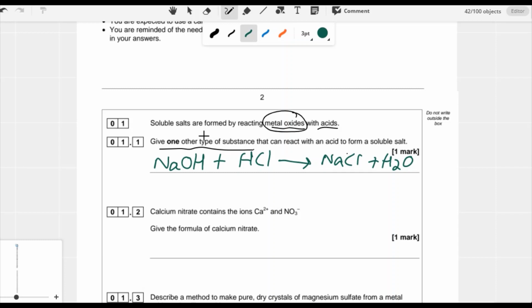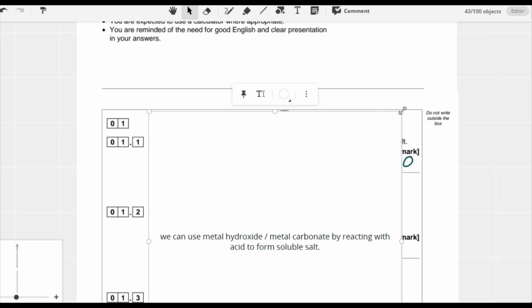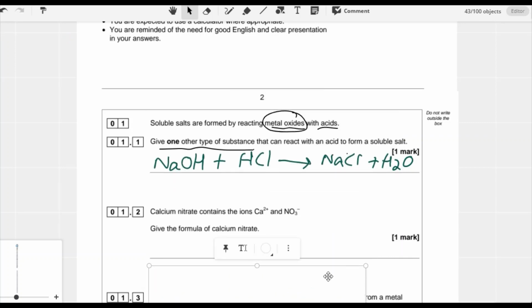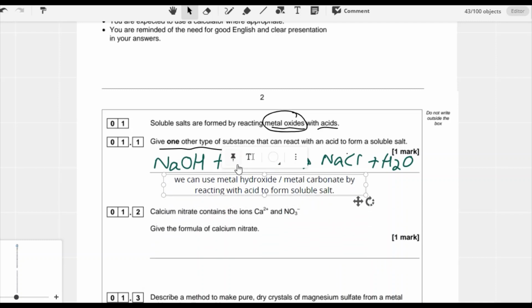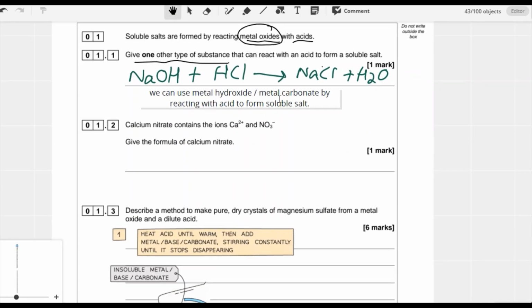So here you can see that we use metal hydroxide, which is the other type of substance that can react with an acid to form a soluble salt. So here we have to write the equation, as well as the theory. We can use metal hydroxide or metal carbonate, reacting with acid to form a soluble salt.